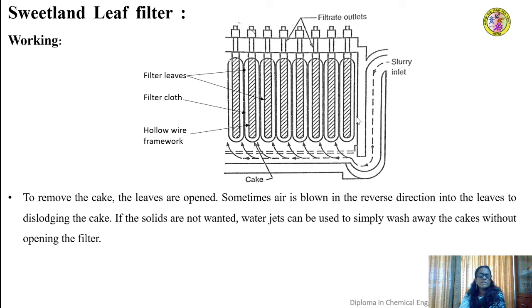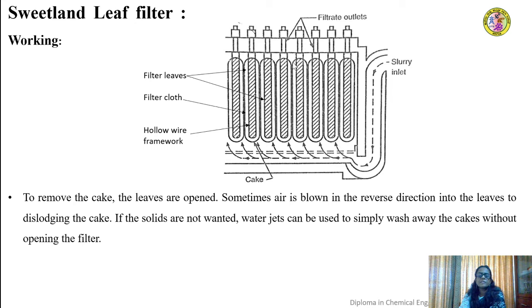After washing is over, we can blow the air from inside of the leaf so that it partially helps the cake to dislodge. Afterwards, we can remove the cake, that is discharge the cake by using a suitable mechanism. To remove that cake, the leaves are opened and sometimes the air can be blown in the reverse direction into the leaves to dislodge the cake.